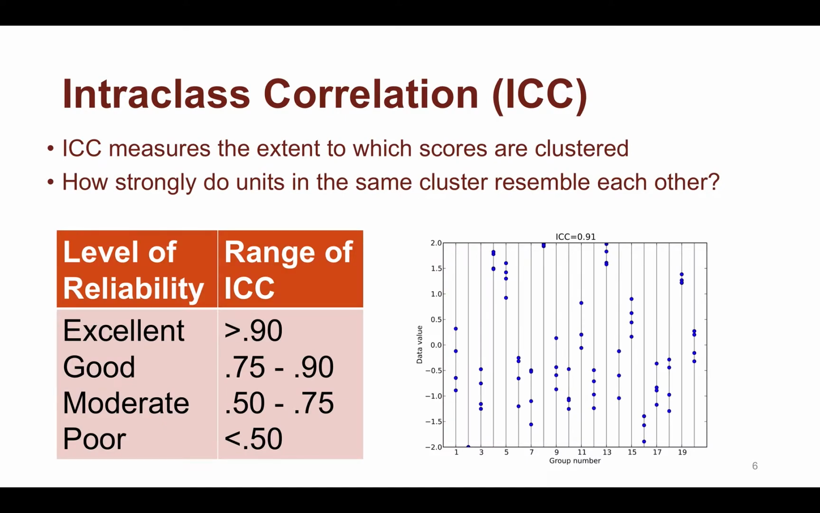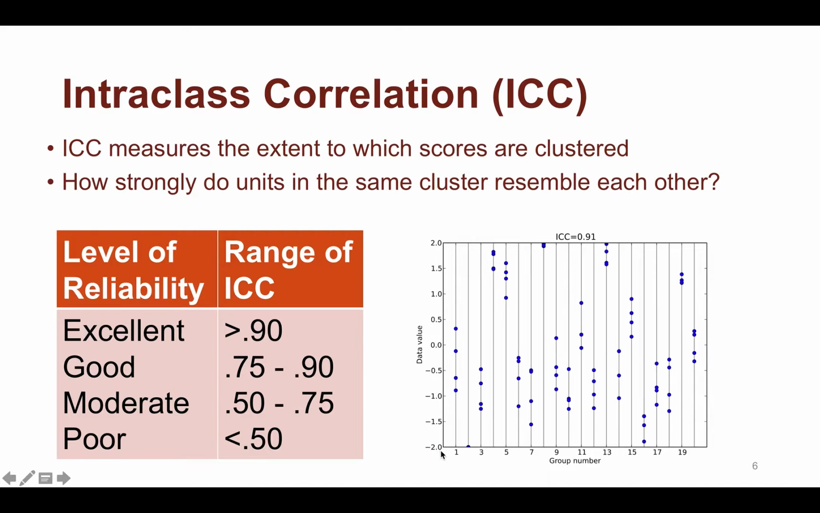So intra-class correlation measures the extent to which scores are clustered. How closely are they grouped together, basically. So in the table here to the left, we can see that there are different ranges of ICC that reflect excellent, good, moderate, and poor reliability. And if we look at the graph over here to the right, this just shows how this would look graphically for an ICC of 0.91, which is considered excellent.